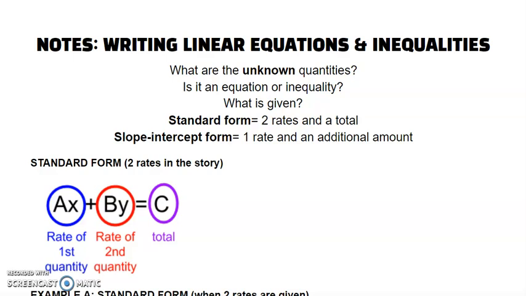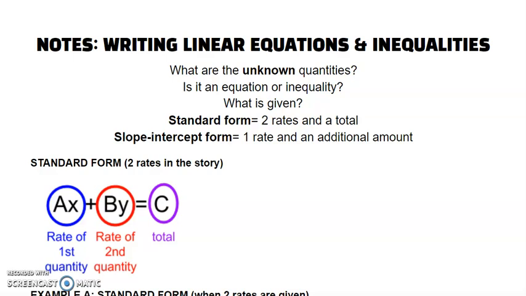We're going to ask, is it an equation or an inequality? What's given? We're going to work with two types of equations, standard form and slope-intercept form. Standard form, and we'll get into this, gives you two rates and a total amount, versus slope-intercept form, which is one rate and an additional amount.